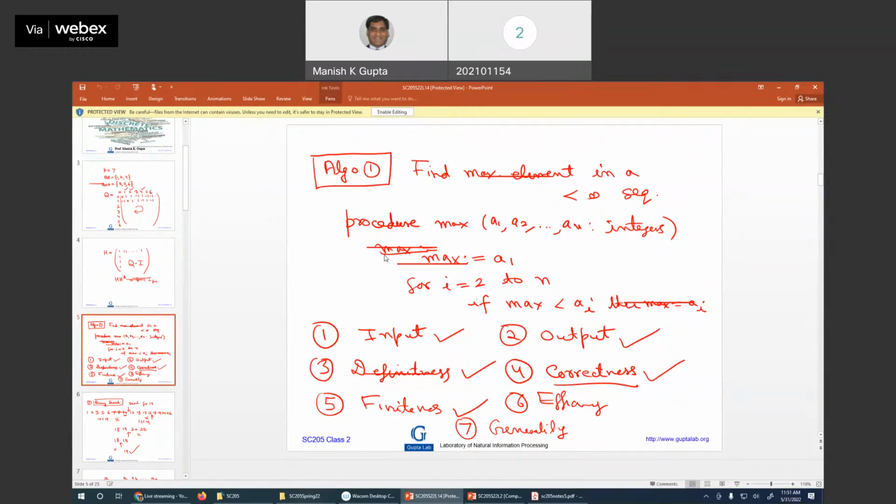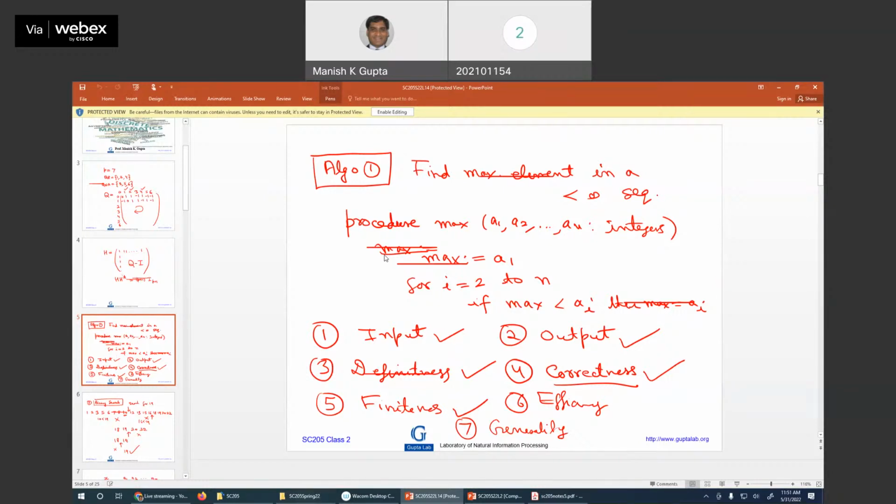Starting with initialization, max is equal to a1, max is a variable. For i equal to 2 to n, if max is less than ai, then we update max with ai because ai is bigger, right? So what we are doing in this algorithm is comparing the numbers, right? How many times are you comparing? n minus 1, from 2 to n, which is n minus 1. So this loop is running n minus 1 times, n minus 1 comparisons, right?